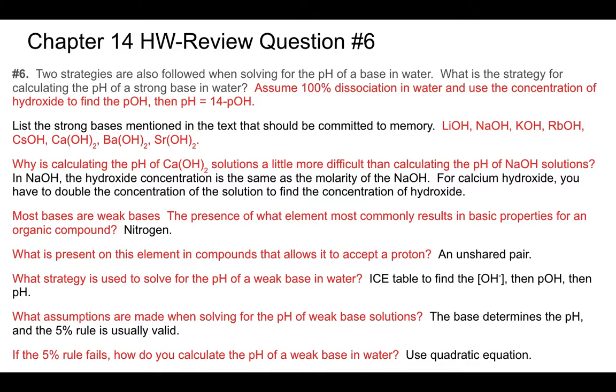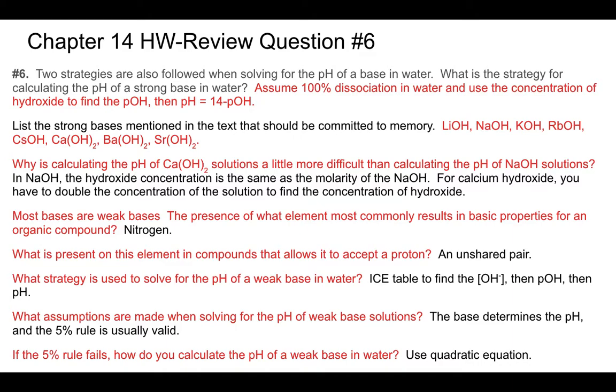What are the strong bases we should memorize? Lithium hydroxide, sodium hydroxide, potassium hydroxide, rubidium hydroxide, alkali metal bases. Cesium hydroxide, also alkali metal base. Calcium hydroxide, barium hydroxide, strontium hydroxide. But be aware that first, they are double bases. So that will double the hydroxide concentration. Second, they might have some solubility issues. They're not as soluble as the alkali metal bases.